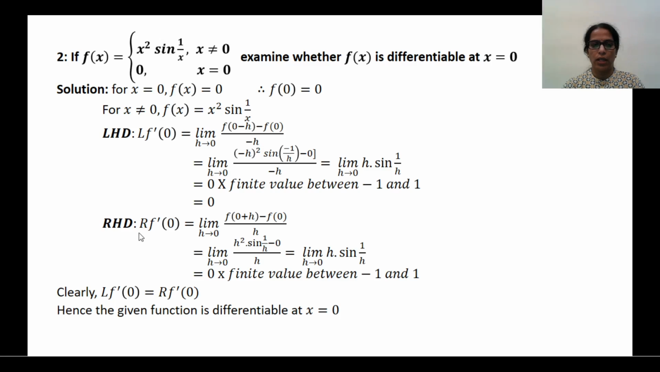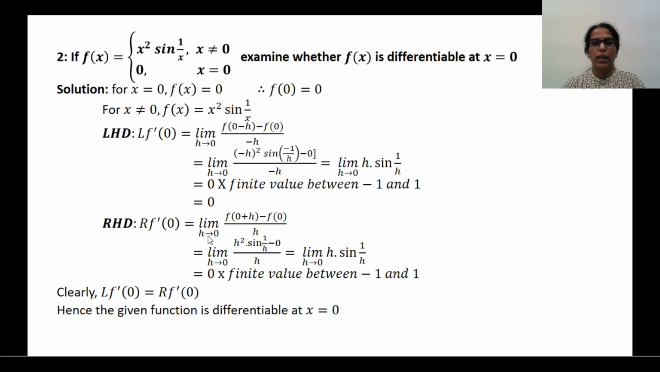Now find the right hand derivative. Again for this also the function is x square into sine 1 by x. Here replace limit h tends to 0, f of 0 plus h minus f of 0 divided by h. Now replace the value of x by 0 plus h. You will get h square into sine 1 by h. We know f of 0 value, it is 0, whole divided by h. One h will get cancelled. If you apply the limit for this, 0 into a finite value between minus 1 and 1, which is nothing but 0.